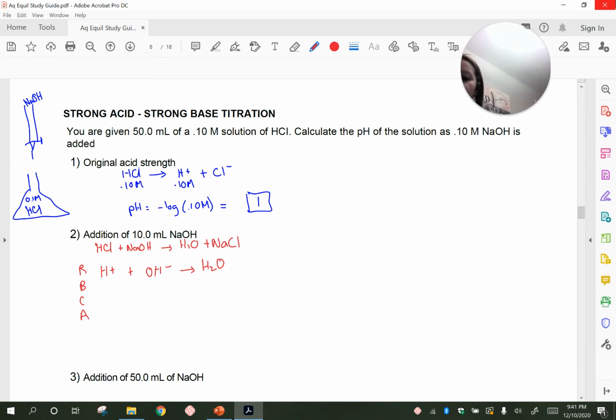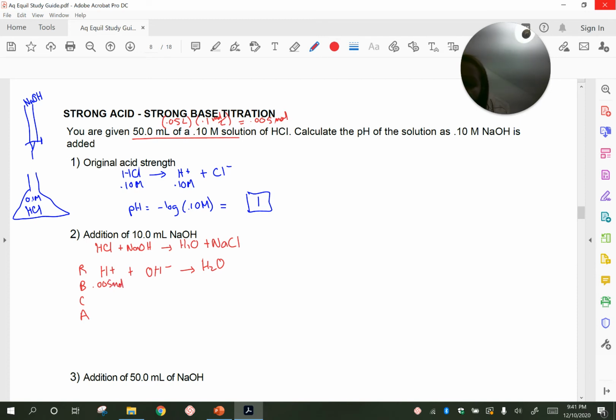So let's start with the HCl. I have 50 mL of 0.1 molar, so 0.05 liters times 0.1 moles per liter. So this gives you 0.005 moles. So we're going to write that down, 0.005 moles.